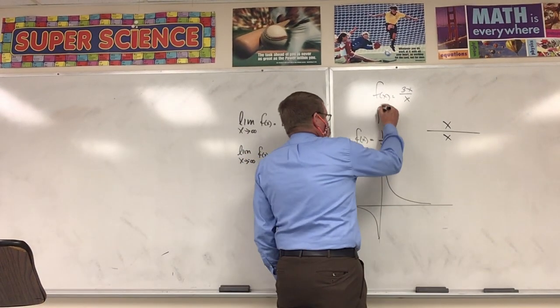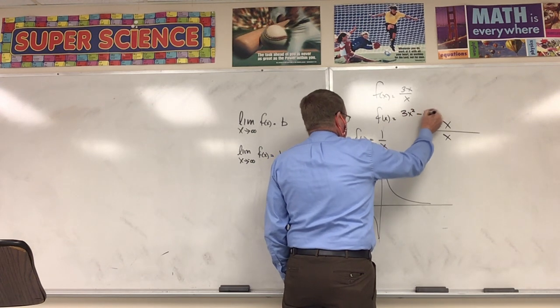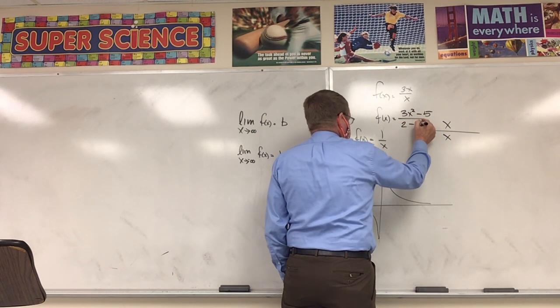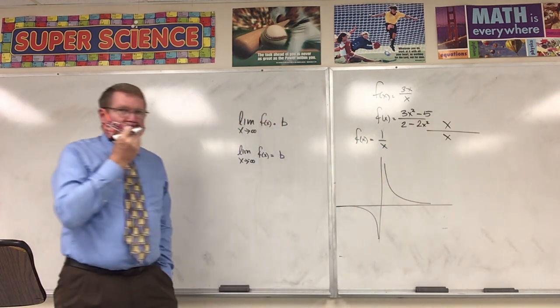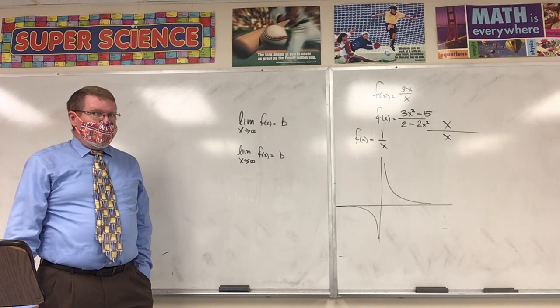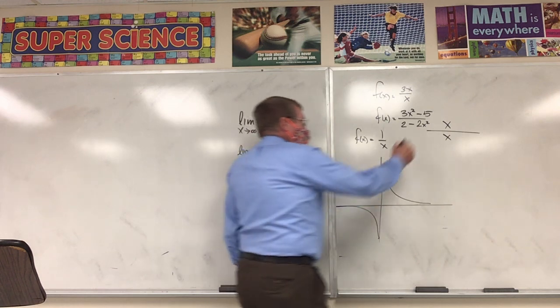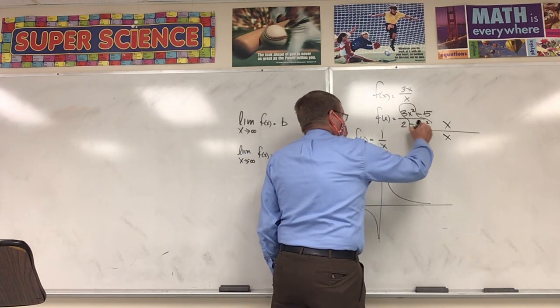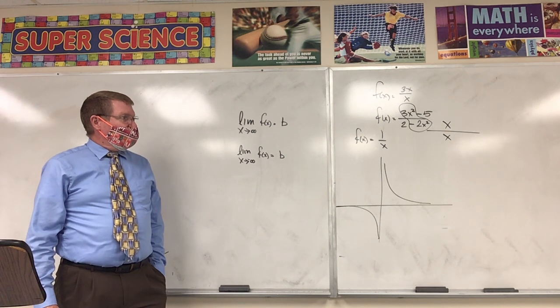If I have f of x equals 3x squared minus 5 over 2 minus 2x squared, my horizontal asymptote would be... none. Wait, you would take your highest degree exponent, just those two, negative 3 halves? Negative 3 halves.